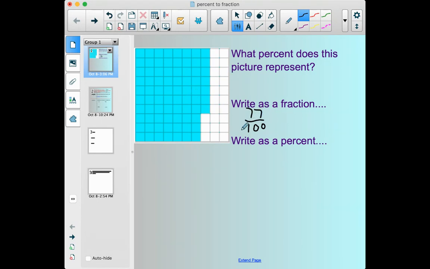Now, if possible, I'd want to reduce this, but if I look at these numbers, there is nothing that goes into both of those. So this is as simple as it can get. Now, the key to writing this as a percent is to remember that percent means out of 100. So 77 out of 100 literally means 77%. The same thing. So there's a connection here between the fraction, when you have 100 in the denominator, and the numerator connects to that percent. We're going to see how we can use that.